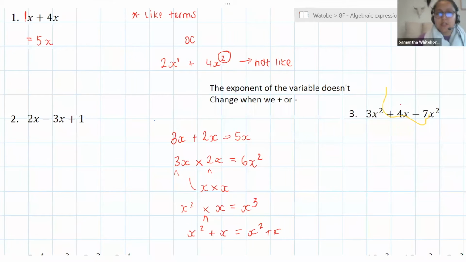So guys, let's have a look at question 2. Remember, the first thing I said is tell me how many terms this expression has. So don't worry about anything else. The only thing I want you to tell me right now is how many terms does the expression have?